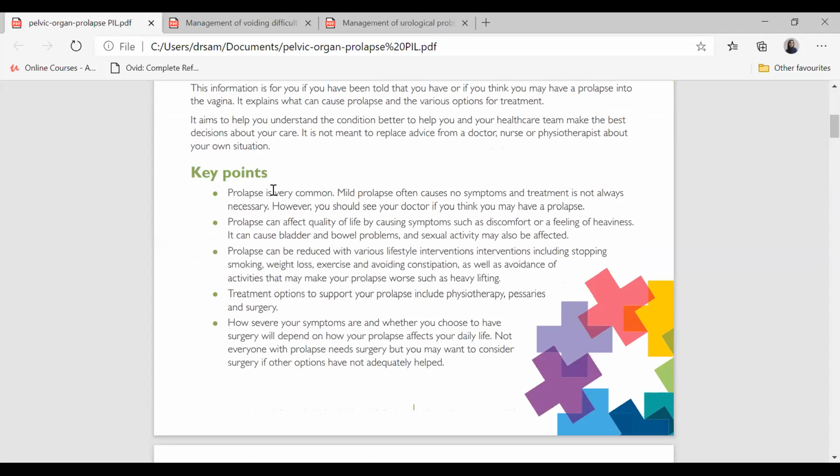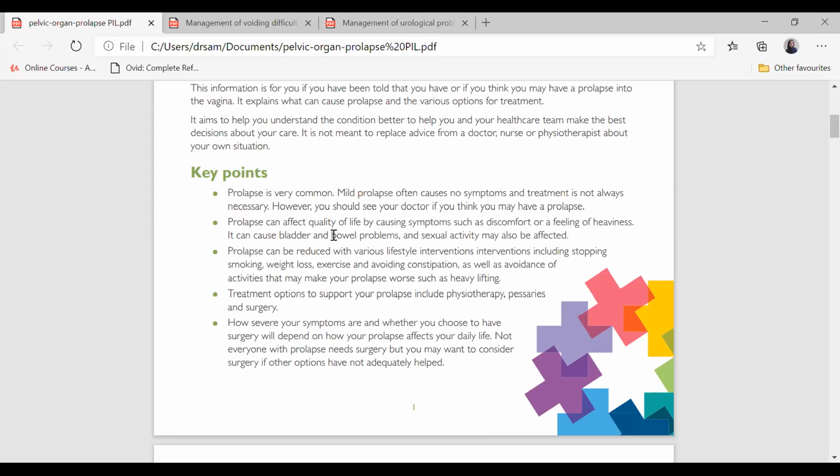And you have to reassure her that prolapse is very common, so it's not something that she's the only one who has. And it can affect quality of life, as it affected her quality of life, because she's feeling discomfort and heaviness down there. It affects her bladder and sexual activity. Although not bowel, it affects her bladder and her sexual activity.